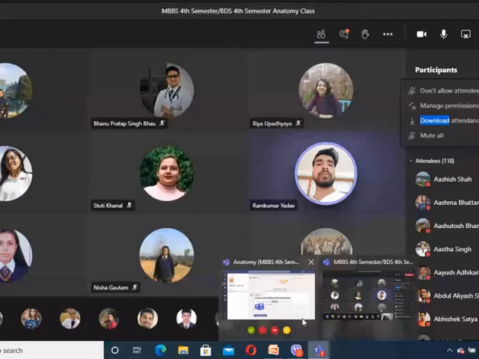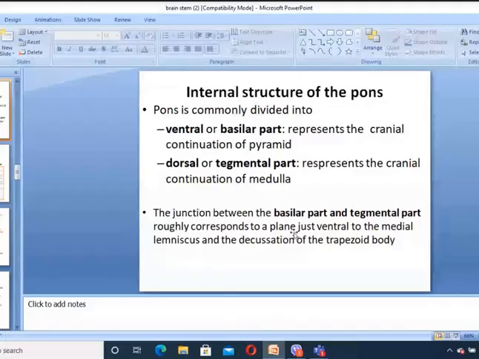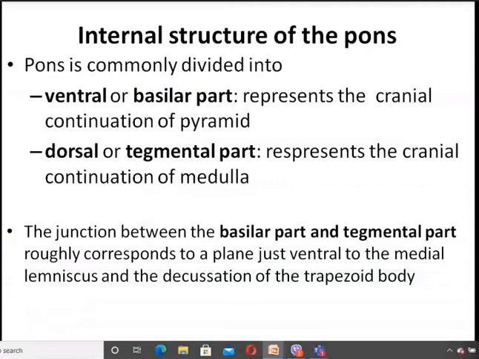No, ma'am. Okay. So move on to the internal features of the pons. The pons is commonly divided into two parts, that is the ventral part or the basilar part, and the dorsal part or the tegmental part. The ventral or basilar part represents the cranial continuation of the pyramid. Pyramid means the prominent feature in the medulla oblongata, which is formed by the corticospinal tract. So that is forming the ventral part of the pons, and the dorsal or tegmental part represents the cranial continuation of the medulla oblongata in total.